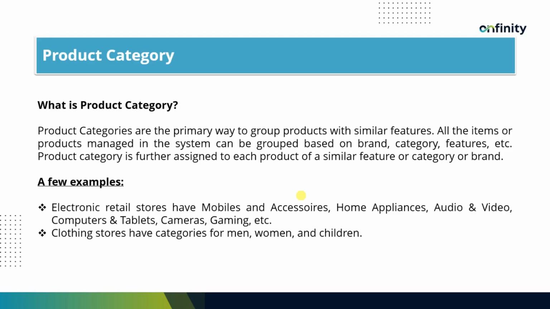A few examples that we can take over here will better explain the product category. An electronic retail store can have mobiles and accessories, home appliances, audio and video, computers and tablets, cameras, and gaming products. A clothing store can have categories for men, women, and children. This foundational knowledge is essential for managing products efficiently in any retail or inventory system. Let's move into the Onfinity system to see how these product categories can be configured.